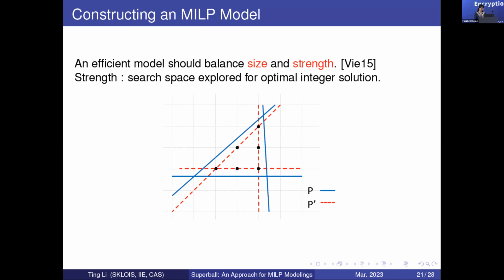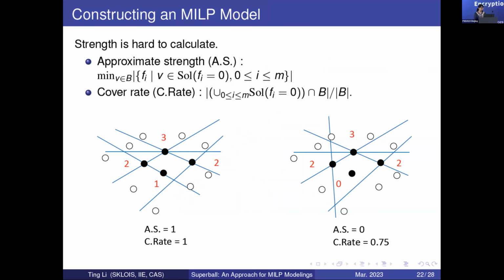For example, in this figure, the model P prime has a smaller search space than model P. So the strength of model P prime is larger than model P. And the model constructed by convex hull always has the largest strength. However, the strength is hard to calculate, so we define approximate strength to measure the strength of a model. We notice that in the convex hull method, the points often lie on many hyperplanes of the inequalities. So we use this feature to design the approximate strength.